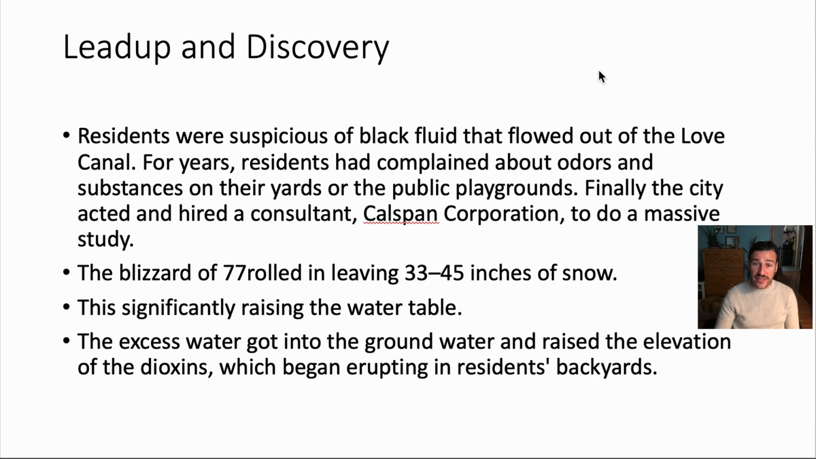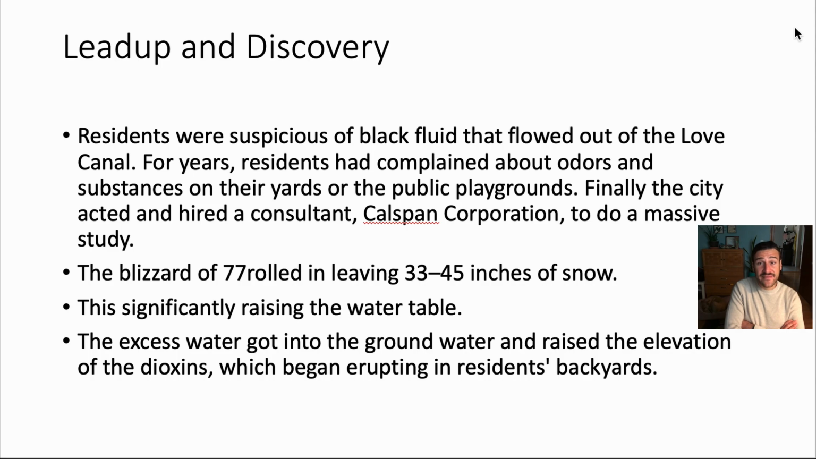So the lead up to the discovery, residents were suspicious of black fluid that flowed out of the Love Canal. For years, residents complained about odors and substances on their yards or the public playgrounds. So their kids were playing in toxic sludge pretty much. Finally, the city acted and hired a consultant, the Calspin Corporation, to do a massive study.